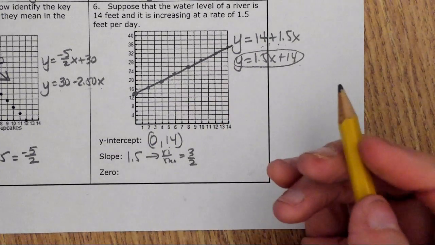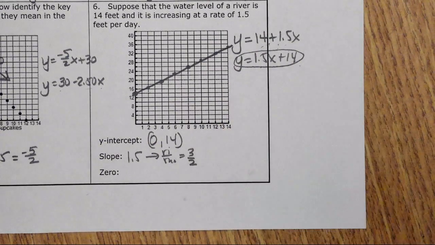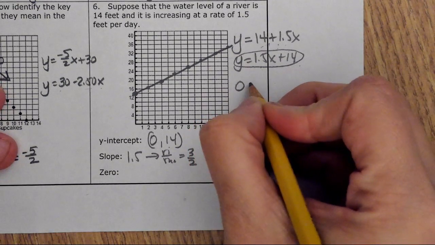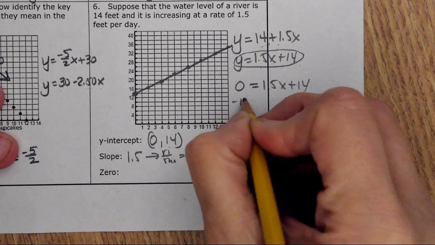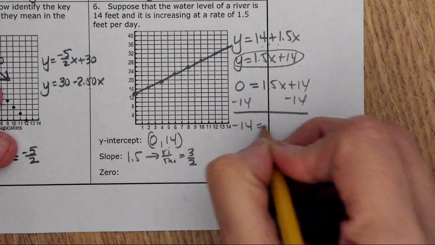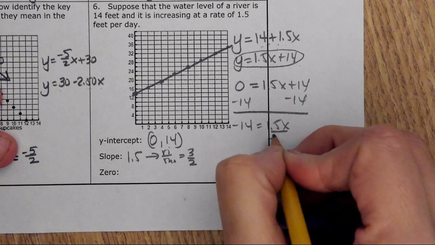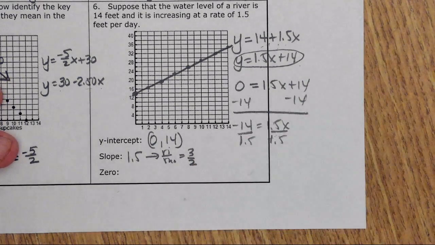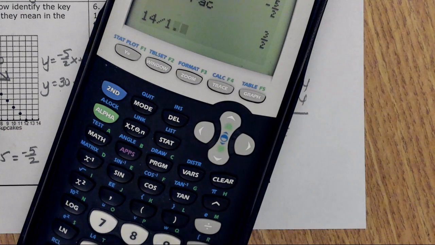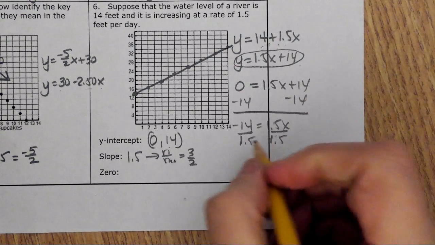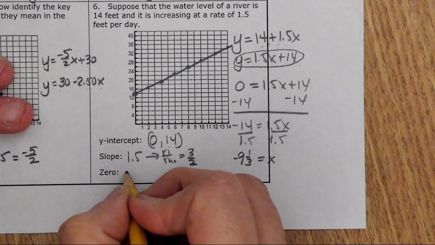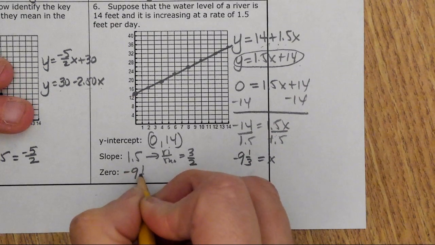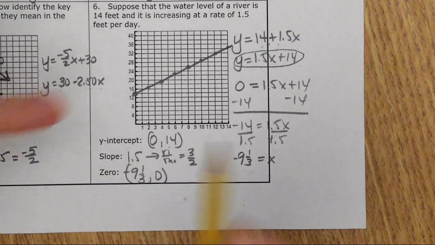Okay, so I'm satisfied with this. I'm satisfied with the equation. The only thing I'm not satisfied with is the zero. So if I actually put this in and figure out what the zero is, I get negative 14 equals 1.5x. Divide by 1.5. 14 divided by 1.5 is 9 1/3. Negative 9 1/3 equals x.